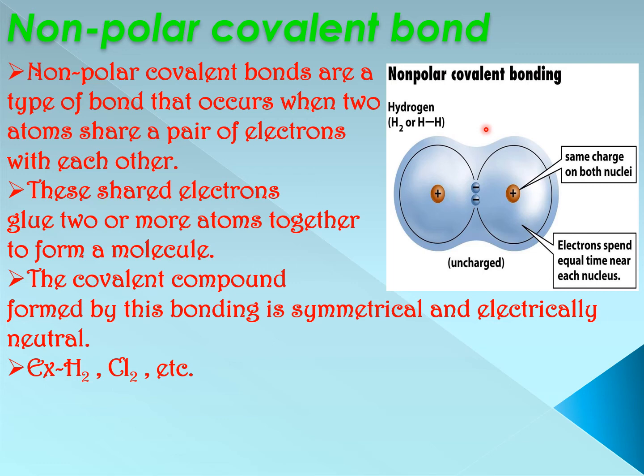Now, I'm repeating once again what is polar and non-polar. The bond formed between two atoms with the same electronegativity is non-polar, with a slight difference in electronegativity is polar. But if there is a large electronegativity difference, it becomes ionic.